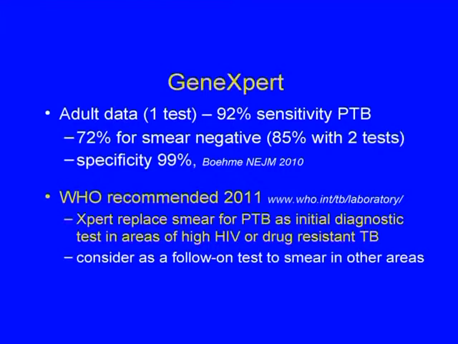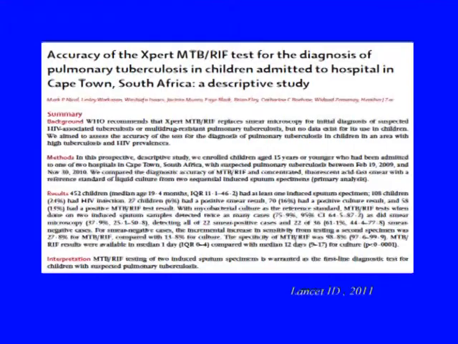Based on these results, the World Health Organization recommended in 2011 that Xpert replace smear for pulmonary TB as the initial diagnostic test in areas of high HIV or drug resistance. And the same recommendation was made for children, even though there hasn't been a lot of research in this. But I think that was largely based on our study.